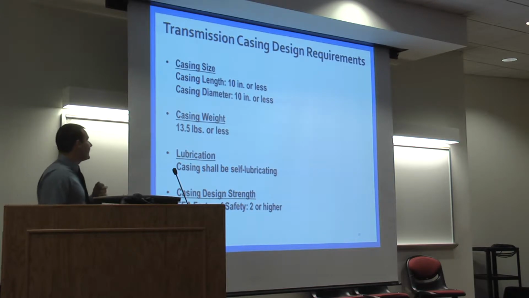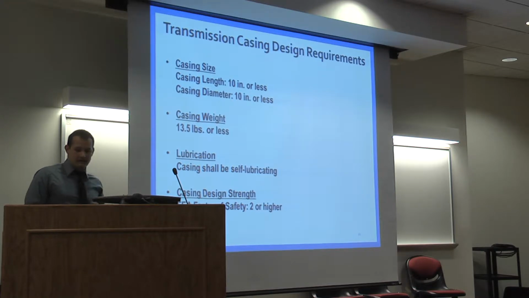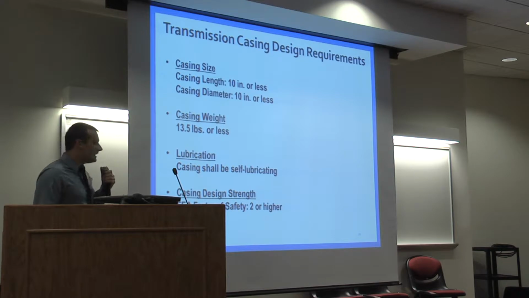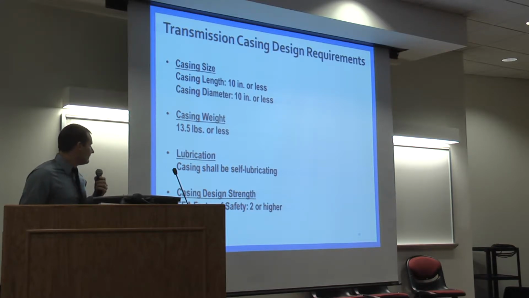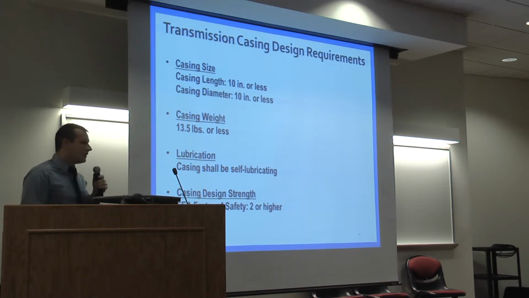The transmission casing design had to follow a few requirements. First was the casing size. The casing design had an overall length of 10 inches or less. The casing diameter had to be 10 inches or less. The casing weight should be 13.5 pounds or less. For the lubrication, the casing design had to be self-lubricating. And finally, for the casing design strength, we wanted to design the casing to have a factor of safety of 2 or higher.